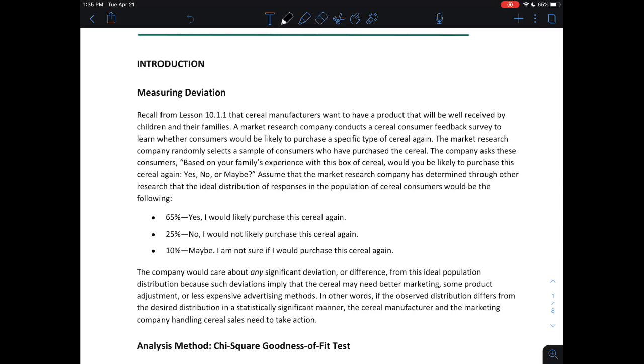this cereal again. The company would care about any significant deviation or difference from this ideal population distribution, because such deviations imply that the cereal may need better marketing, some product adjustment, or less expensive advertising methods. In other words, if the observed distribution differs from the desired distribution in a statistically significant manner, the cereal manufacturing and the marketing company handling cereal sales need to take action.